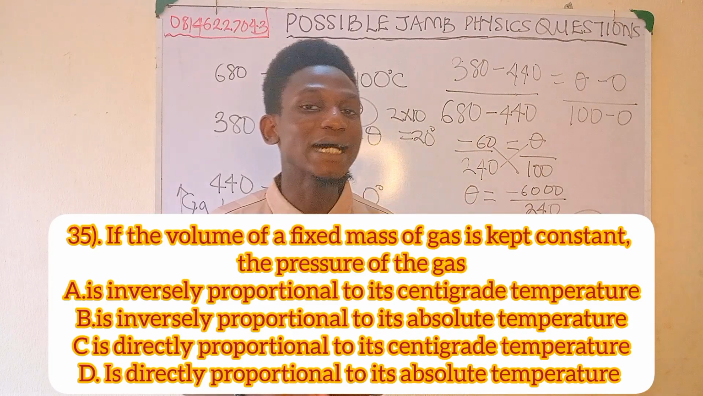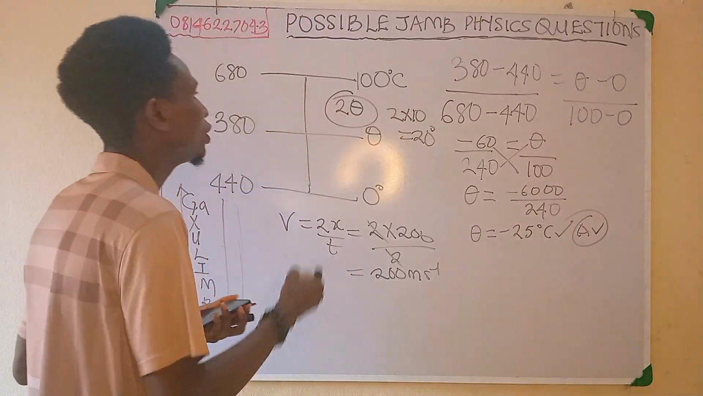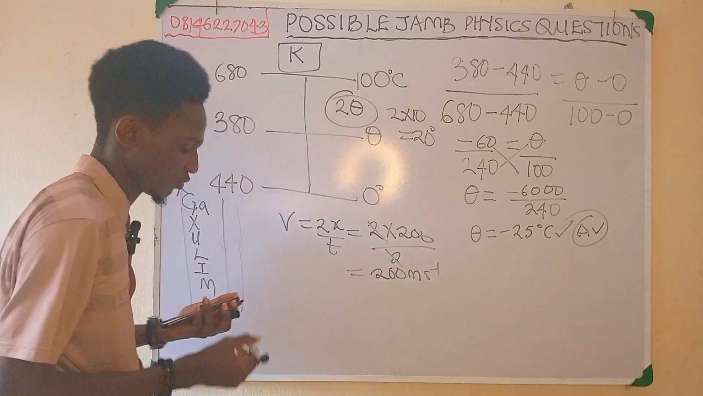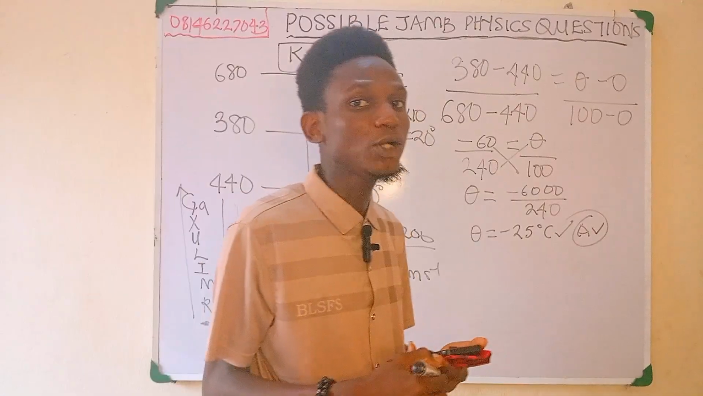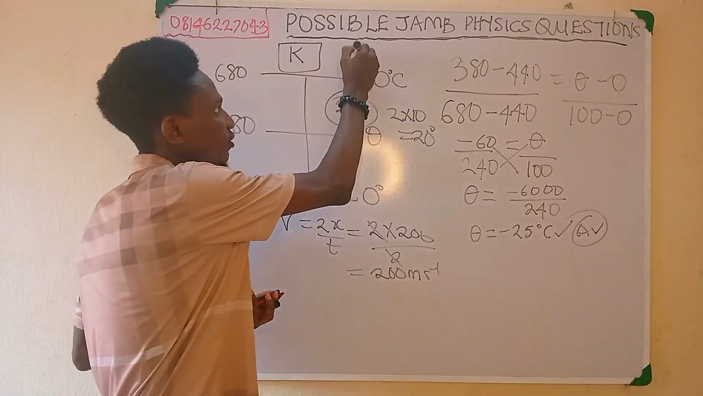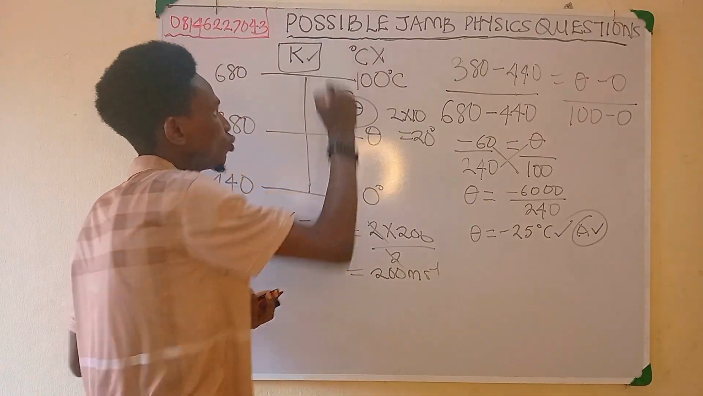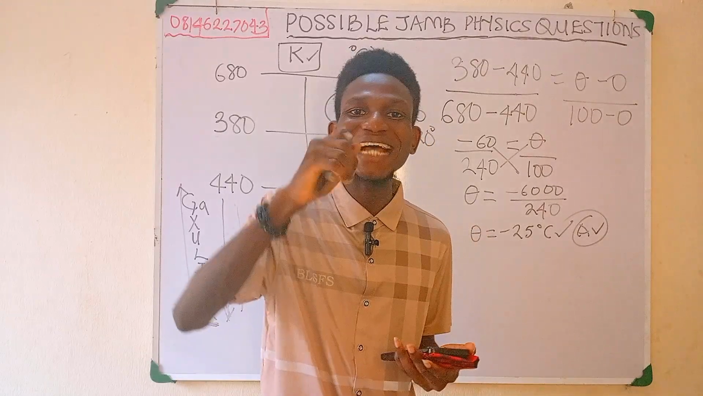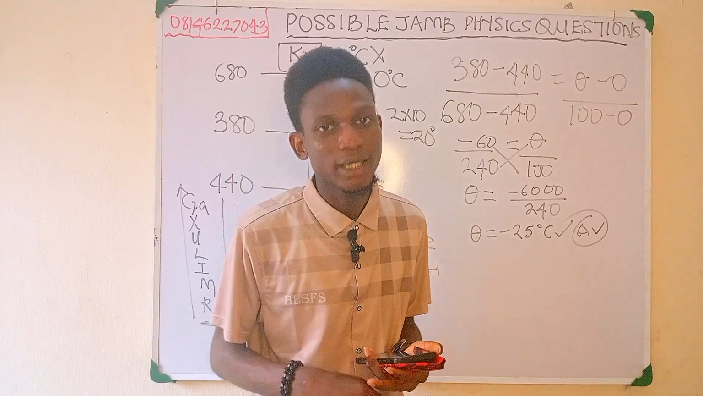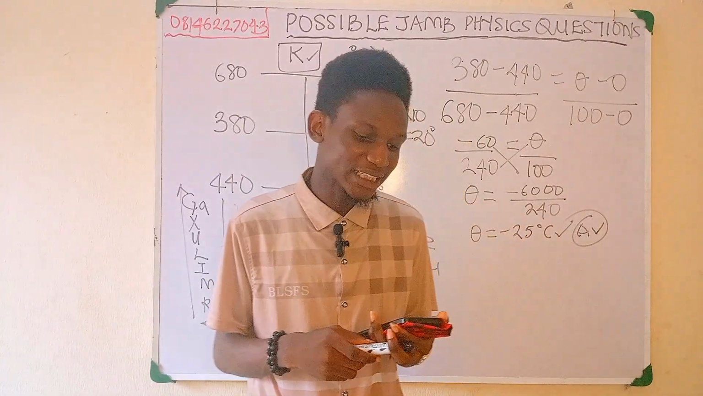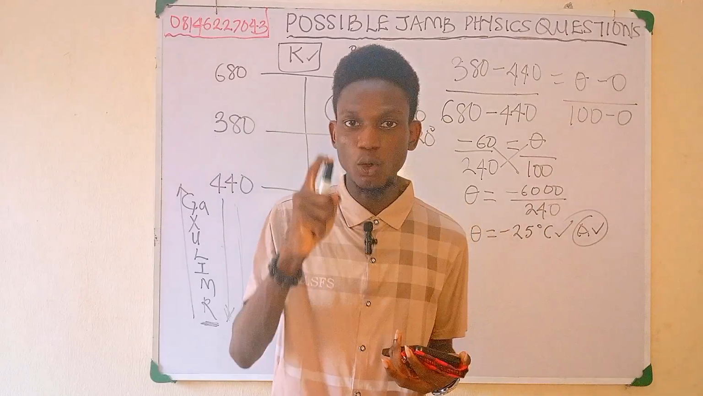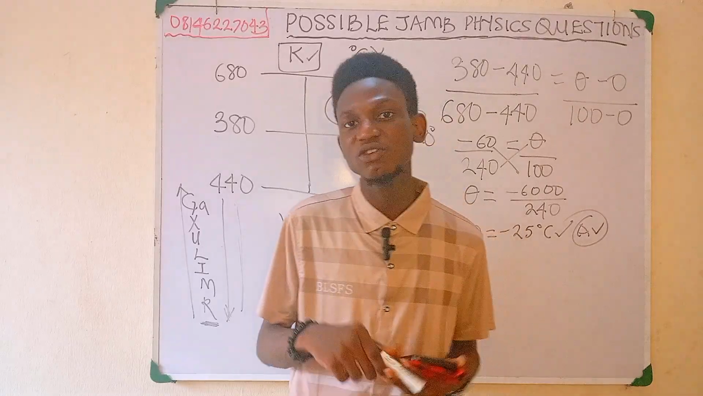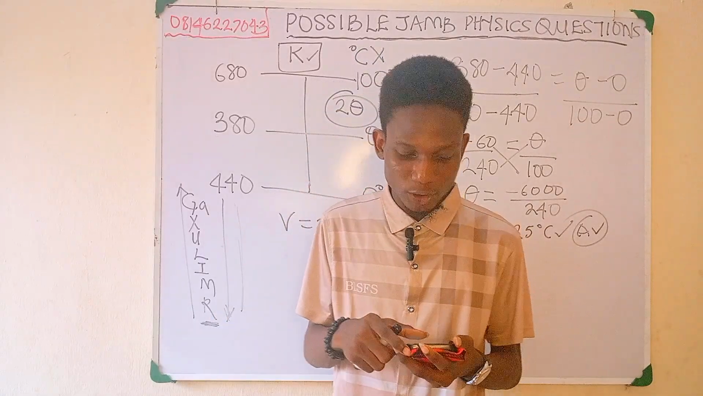Now, take note that when we are talking about the gas laws, we use the absolute temperature scale, and the absolute temperature scale is measured in kelvins. Please take note, not centigrade or Celsius. It is measured in kelvins. That goes to say that the pressure of a fixed mass of gas is directly proportional to its absolute temperature in kelvins when the volume is kept constant. That statement is known as the pressure law, but in physics they call it Gay-Lussac's law. So option D is correct.